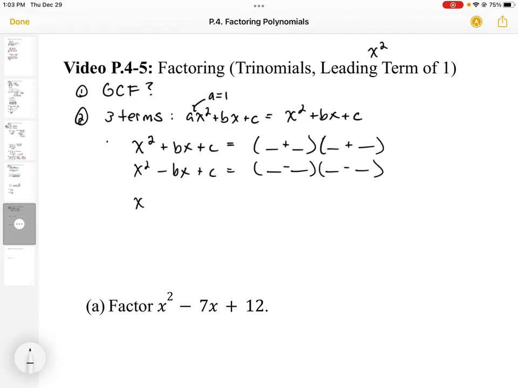And then the third and fourth option are very similar. We have x squared plus bx minus c, or we have x squared minus bx minus c. Notice the last term in both of these is negative. In both of these cases, one of our factors is going to be positive and the other factor is going to be negative. They have opposite signs because our last term is negative.